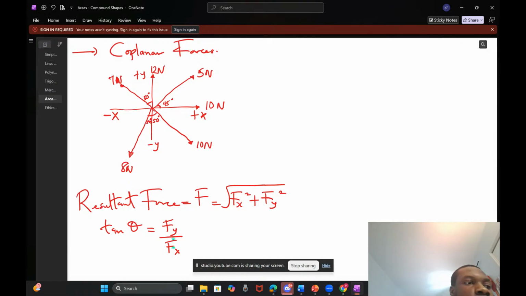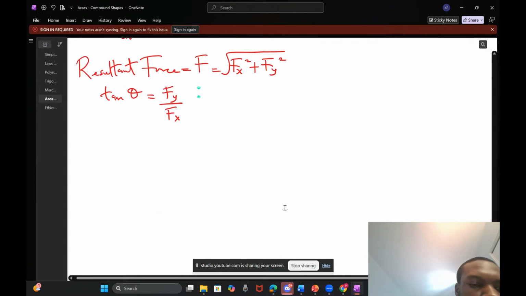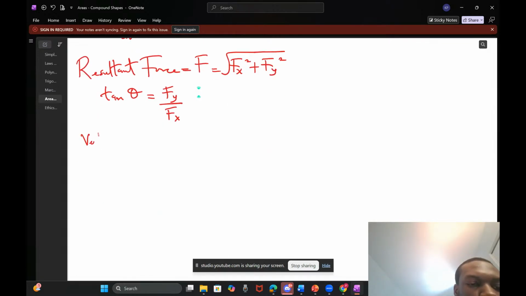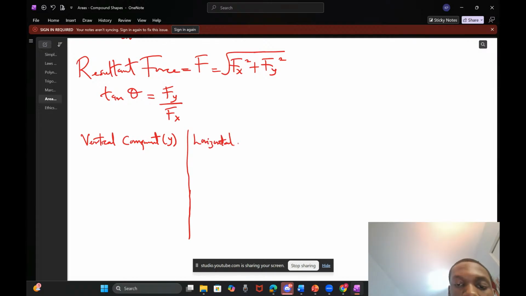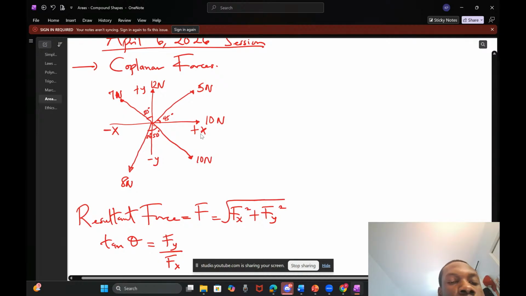So let's say we want to start with 12 newtons. I'm going to draw a table. So vertical component, which is y, and horizontal component, which is x. So the first force is 12 newtons.